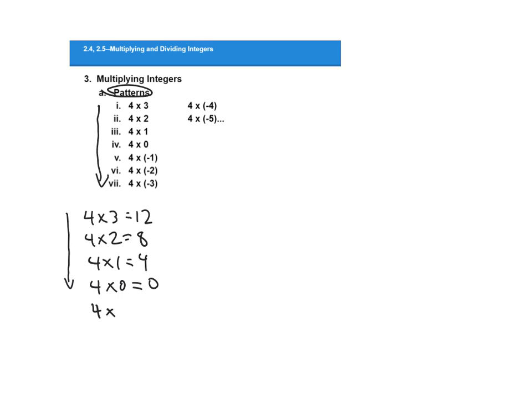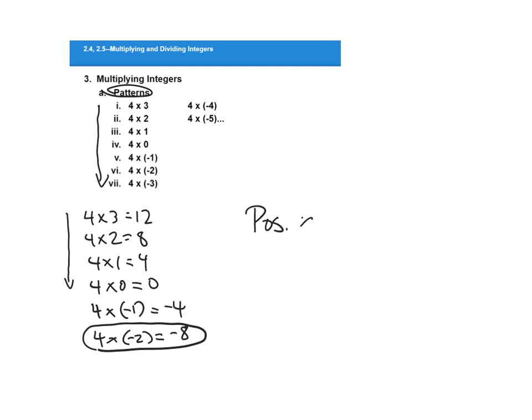So based on patterns, to multiply by -1, it has to continue dropping. 12, 8, 4, 0. It has to be -4 next. 4 times -2. Well, that would have to continue to drop 4 more, which would be -8. So I'll stop right there, because what we have just established is that a positive number multiplied by a negative number equals, notice, a negative.